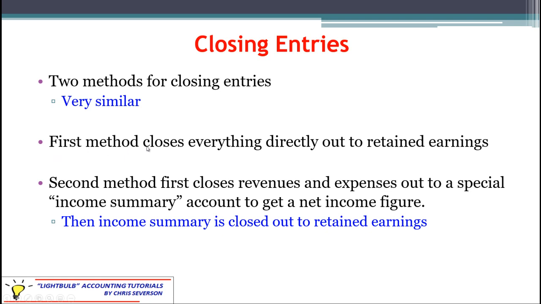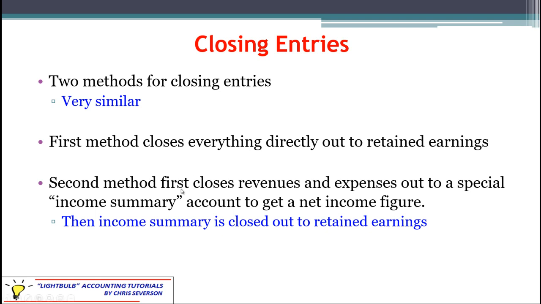The first method closes everything directly out to retained earnings. It closes revenues, expenses, and dividends directly out to retained earnings. Now that works. There's a second method, however, and when you're doing these problems out of a textbook, you're going to really want to be careful to understand what your textbook asks you. What method do they want you to use? What method does your instructor want you to use? And for that matter, in real life, what method does your company want you to use?